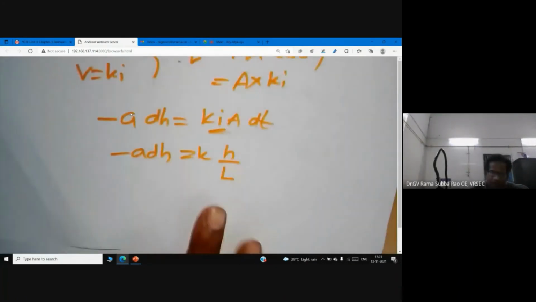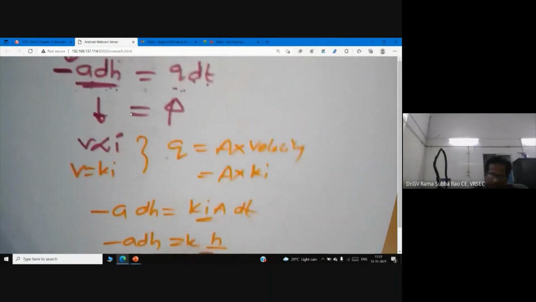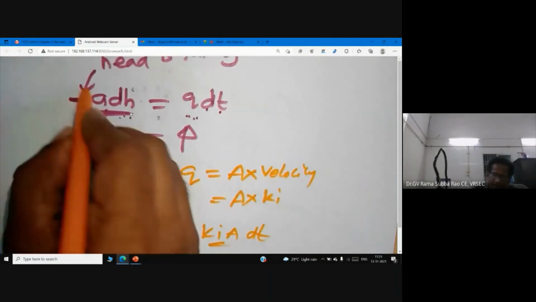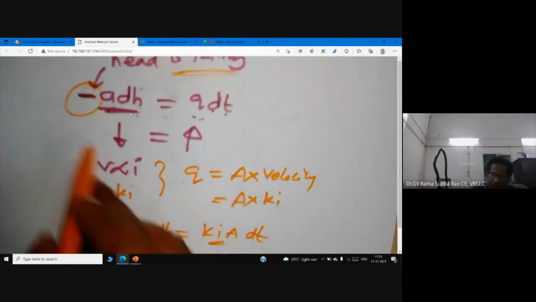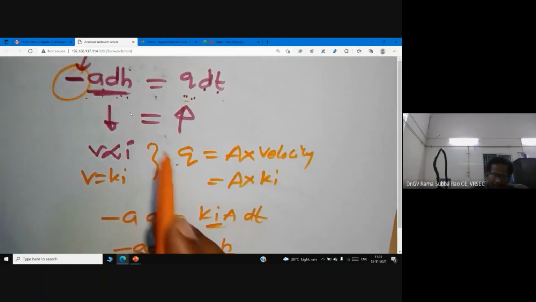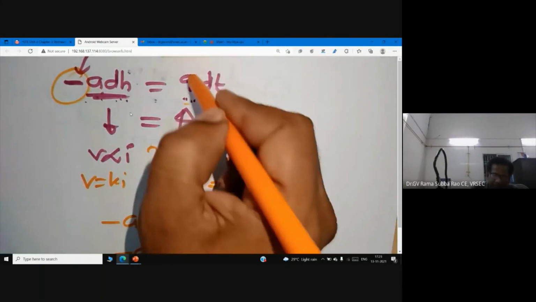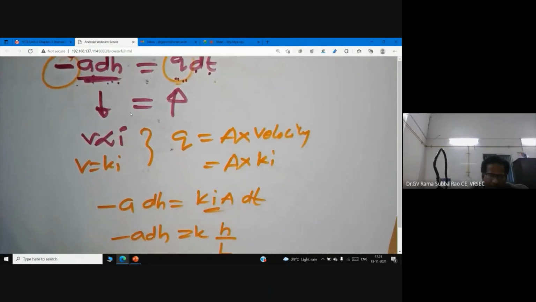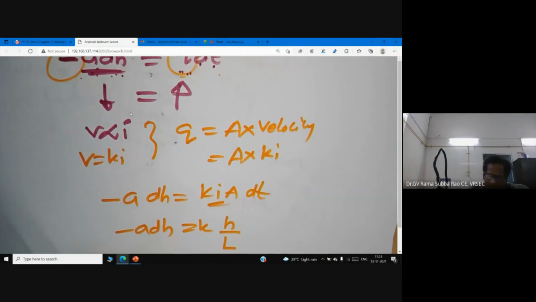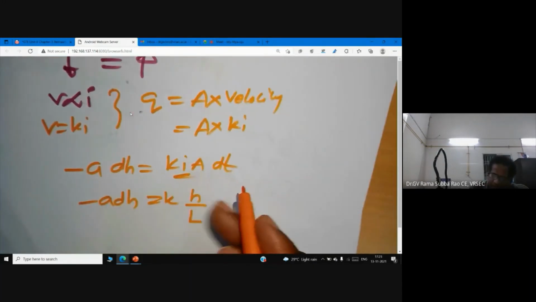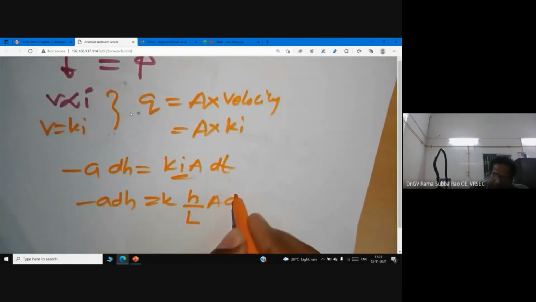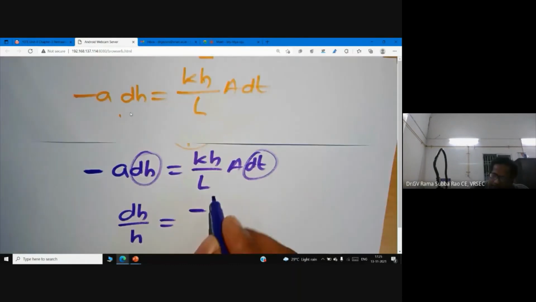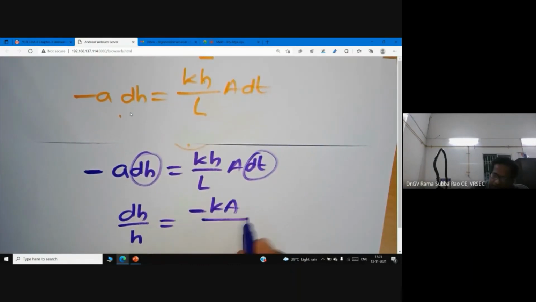Let me show you once again. Here you see this is what we have done. Minus is indicating the head is falling. Minus A dH is equal to Q dt. But this time I want to replace discharge with kiA, which is what we actually did in the constant head test also. Now the equation is k into H by L, A into dt. So let us rearrange this equation: dH by H is equal to minus k a by A L dt. This is very interesting to see.